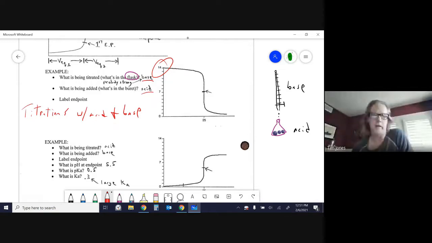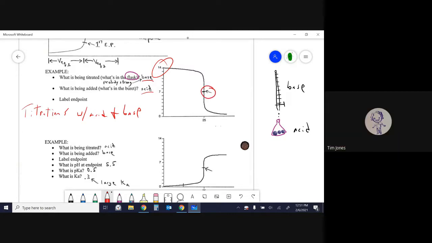All right, it says label the endpoint. Well, it's right where it is, in the middle of the jump. By jump, I mean like from here to there is the jump. In this case, it's more of a fall than a jump. And the fact that it's right at 7 and it's such a severe jump, we can say that this base is probably strong. And to be honest, the acid is probably strong as well, based on this graph.